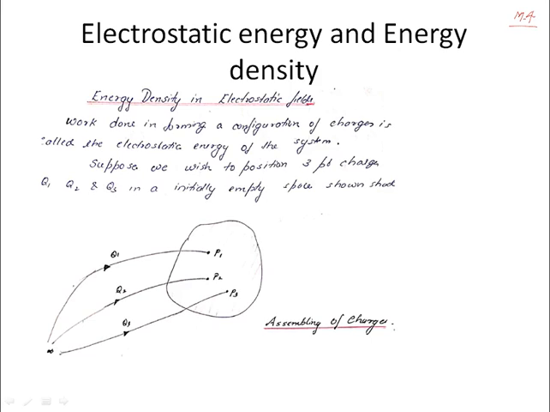Let's start electrostatic energy and energy density. So, electrostatic energy in an electrostatic field. First thing is this is a derivation for obtaining the energy equation. The energy equation half epsilon E square, due to the electrostatic field, is what we are going to identify.